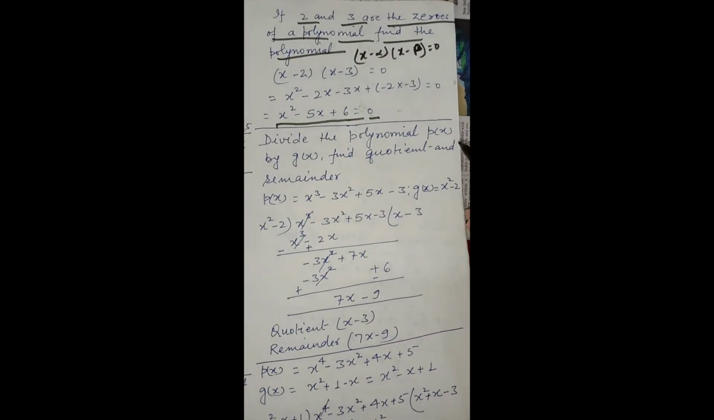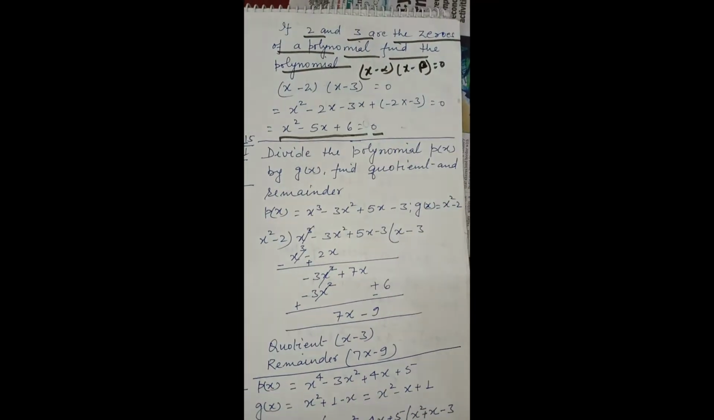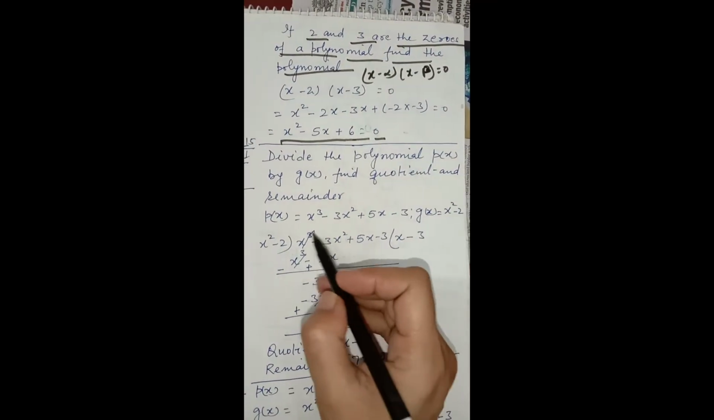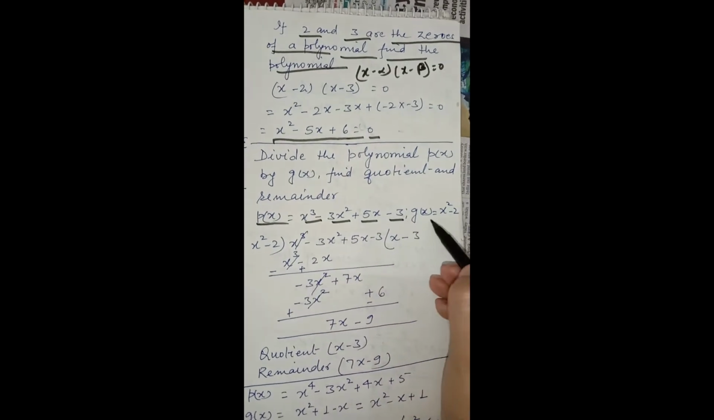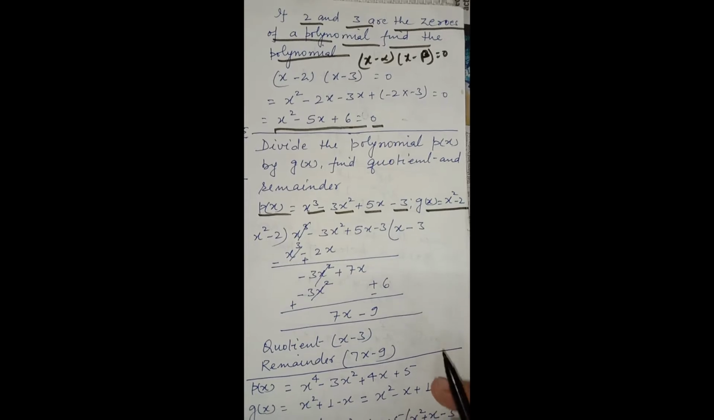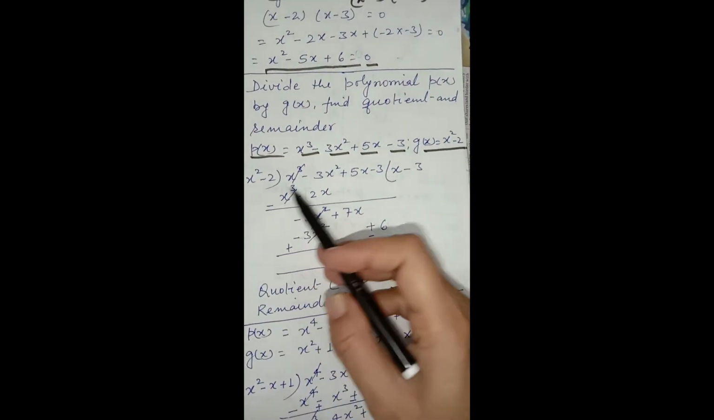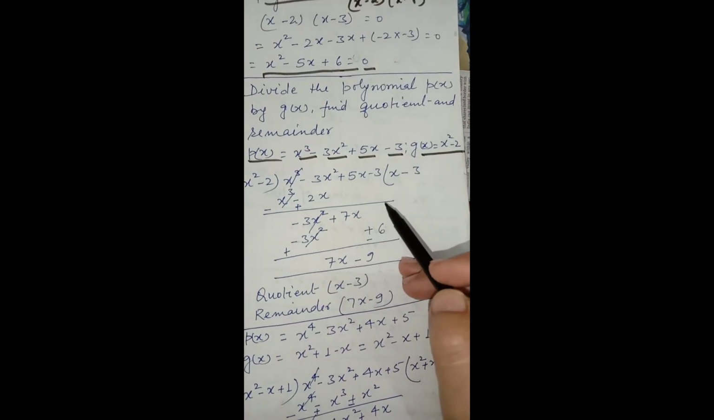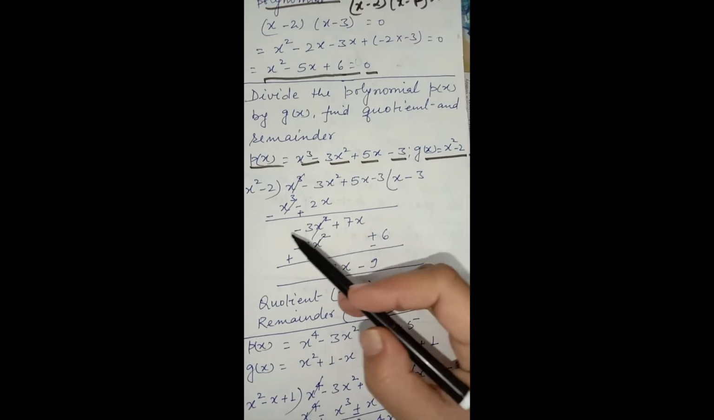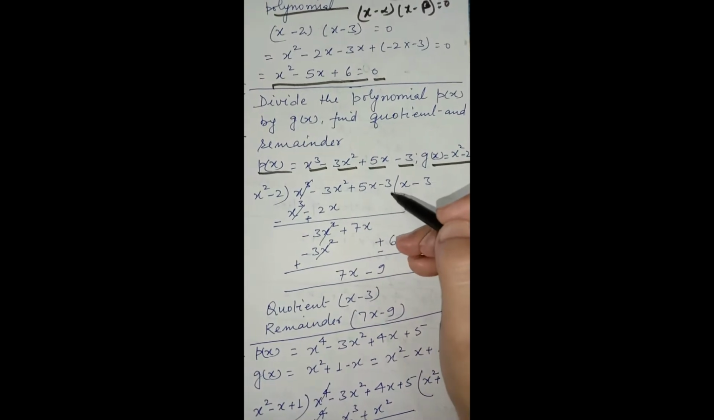Now the next exercise is 2.3 from your NCERT book. Divide the polynomial px by gx. Find quotient and the remainder. We are given the polynomial px as x cube minus 3x square plus 5x minus 3 and gx equals to x square minus 2. So we will divide px by gx. We will write it in the way as we used to divide. So on dividing, x square minus 2, and here we will write the dividend.